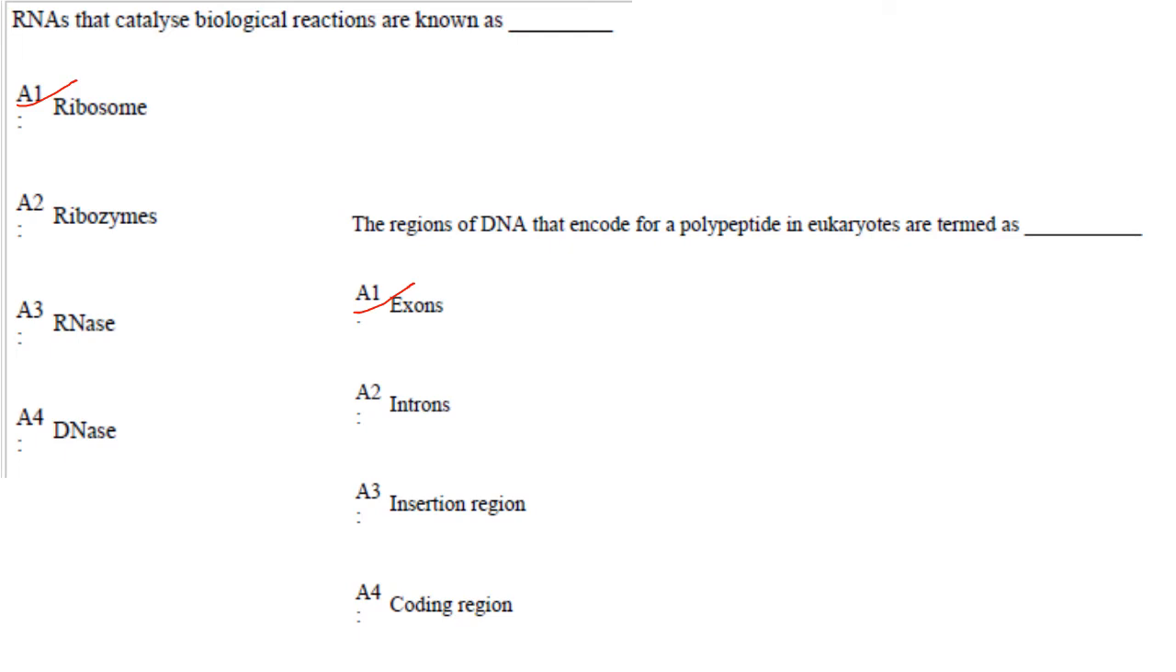Then next one. RNA that catalyze biological reactions are known as... So they are known as ribozymes. Answer is option 1. Then next one. The region of DNA that encode a polypeptide in eukaryotes are termed as... So they are termed as exons. Answer is 1.